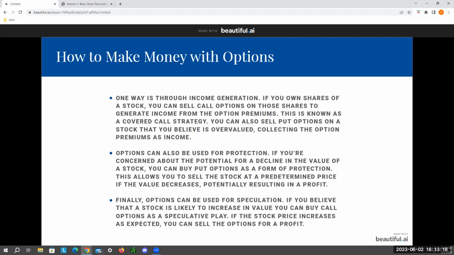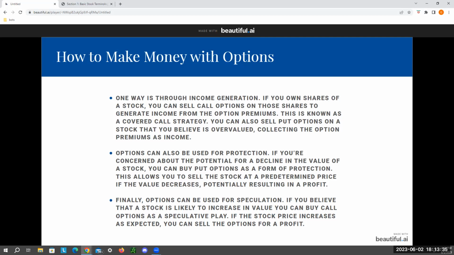Options can also be used for protection. If you're concerned about the potential for a decline in the value of a stock, you can buy put options as a form of protection. Remember I said that earlier. If I owned Apple and I was scared that the earnings would be bad, I'd buy puts so that I could profit off of that decline in stock price and then use those profits to purchase more shares.